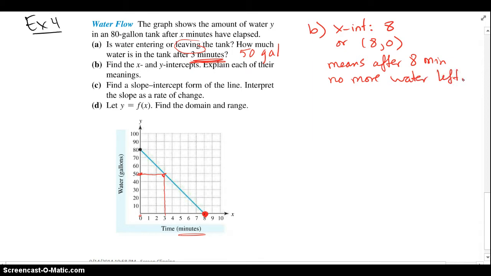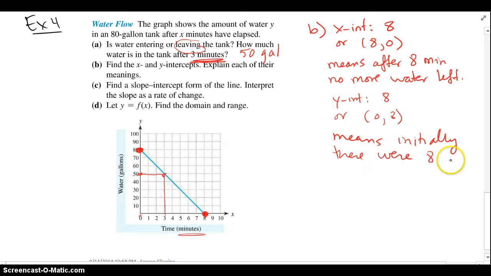The y-intercept is right here where it crosses the y-axis. So the y-intercept is 8, or in ordered pair form, (0, 8). And what does it mean? It means that initially there were 8 gallons of water in the tank, basically.